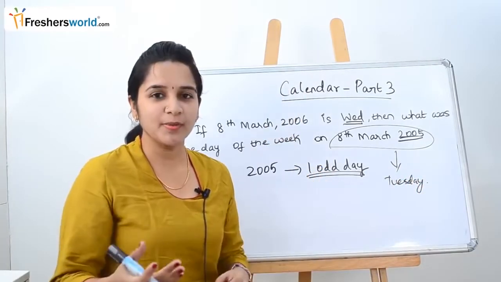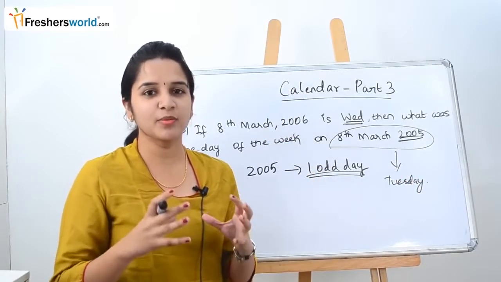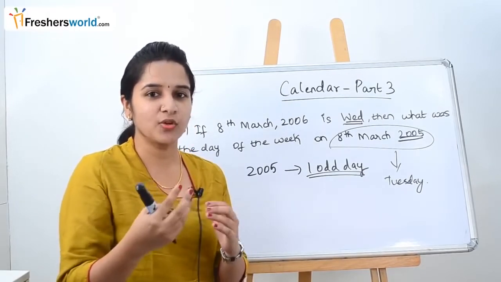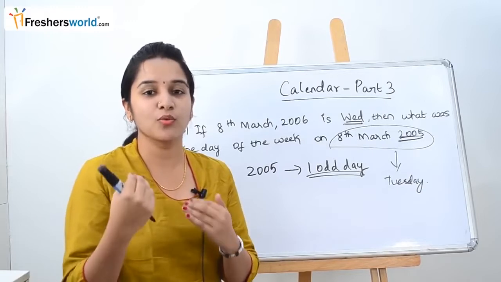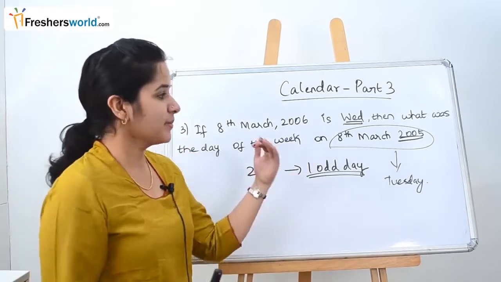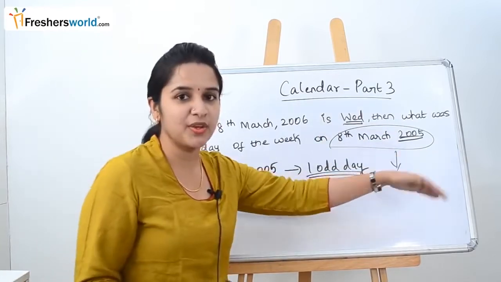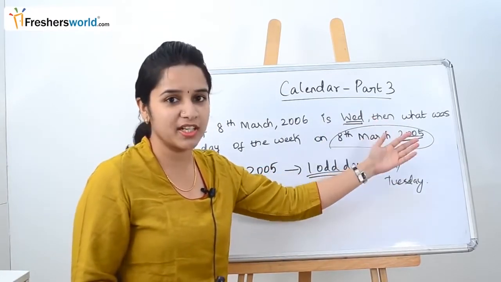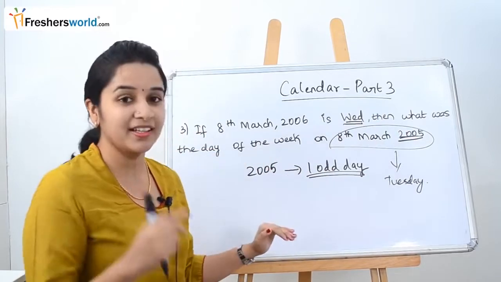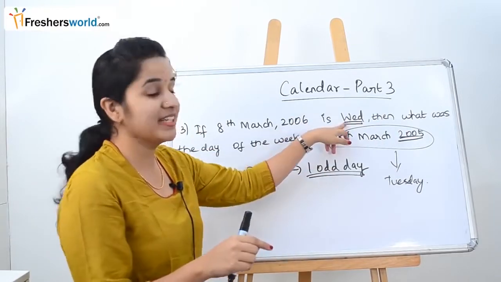In the other problems, we calculated the number of odd days in the future, so we added it. Now they have asked for a day falling in the past, so what we do here is subtract it. In this case, we are subtracting one odd day. Sometimes they would ask about 2001 or 2003 instead of 2005. So you have to calculate the number of odd days falling on each year and subtract it from the given day that they have given.